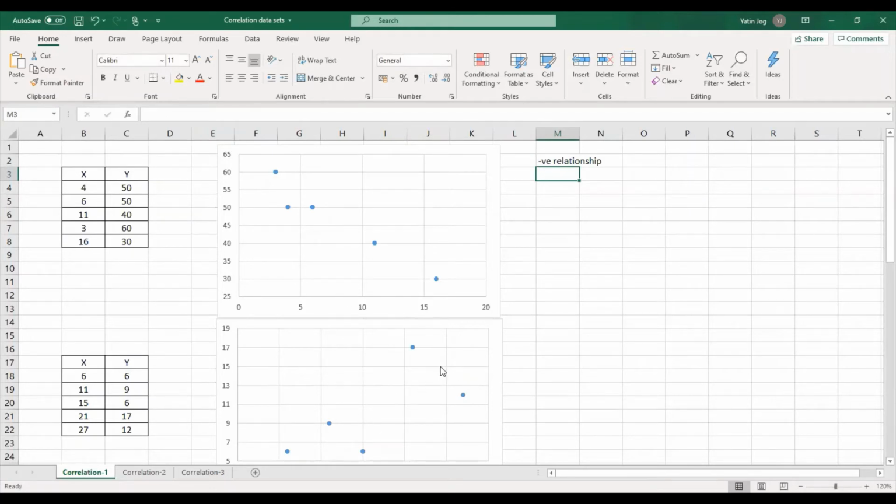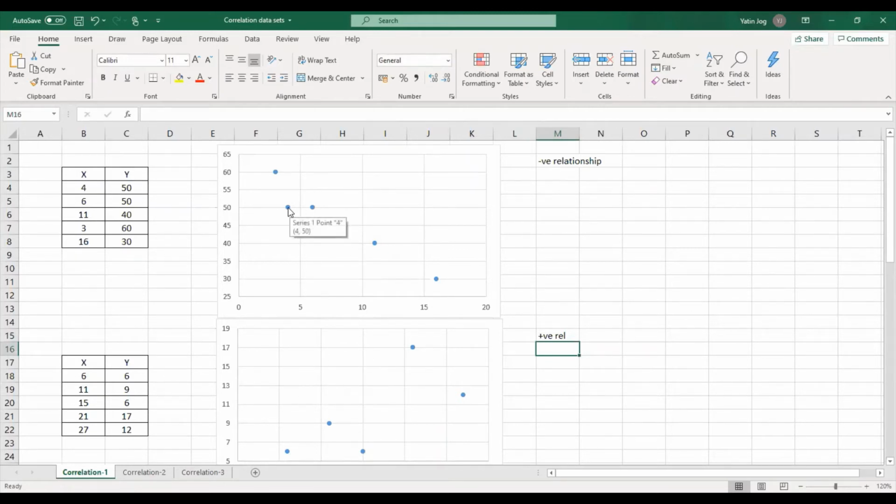And in the second case, I can see the trend as an upward trend. That means there is a positive relationship between x and y. So I'll just write that it is a positive relationship. So we have a negative relationship in the first example, and a positive relationship in the second example.